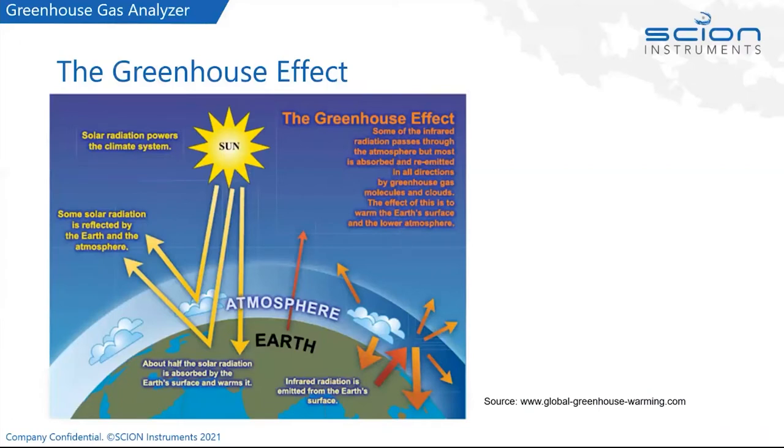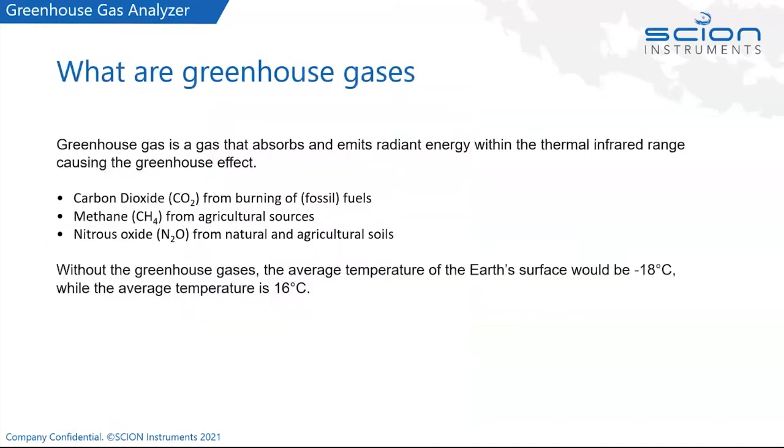So for the greenhouse effect, you have the sun, which is shining on the Earth, and some solar radiation is reflected back into the atmosphere. But because of the greenhouse gases, the methane, the carbon dioxide, and the nitrous oxide, some of that radiation is reflected back on Earth, and that's warming up the Earth. So the greenhouse gases are the gases that absorb and emit radiant energy, causing the greenhouse effect.